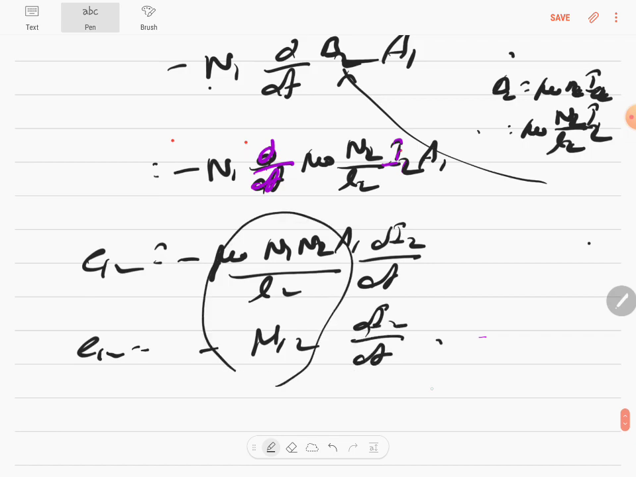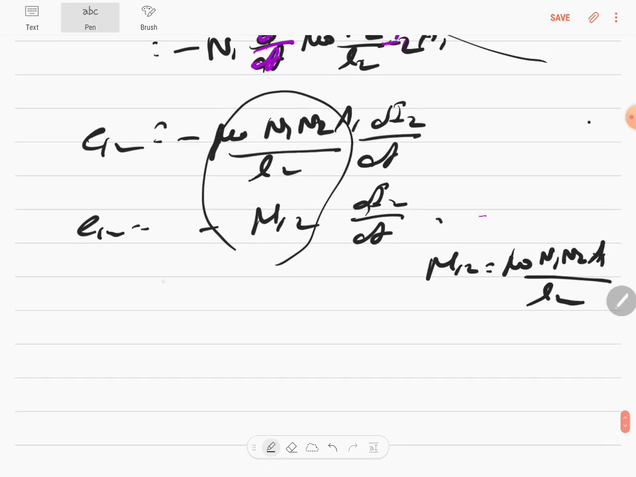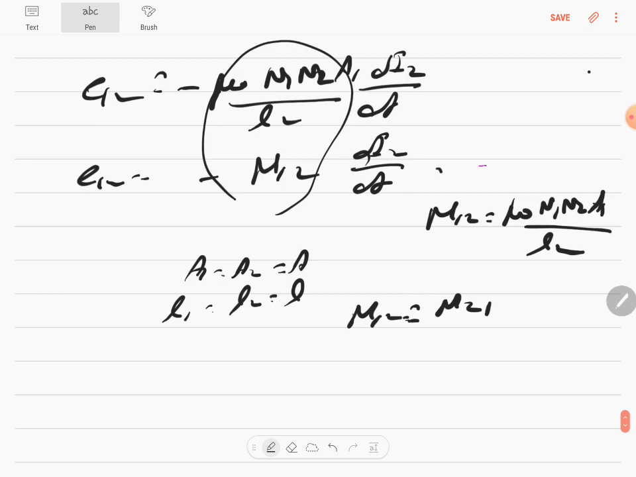Therefore you can see the mutual induction on the first coil due to second coil is mu naught N1 N2 A1 by L2. If supposing A1 is equal to A2 is equal to A and L1 is equal to L2 is equal to L, M12 can be written as M21, because the number of turns N1 N2 is anyway getting multiplied. So you can say M12 is equal to M21 is equal to mu naught N1 N2 A by L. You can write like this.